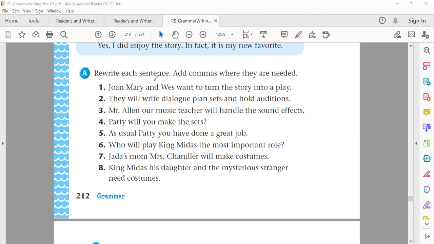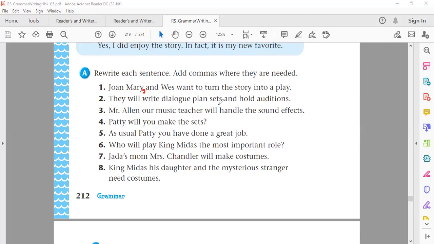Yes, Salah. We're going to put after John a comma. John, Mary, excellent. And Wes want to turn the story into a play. This is correct. Only one comma.